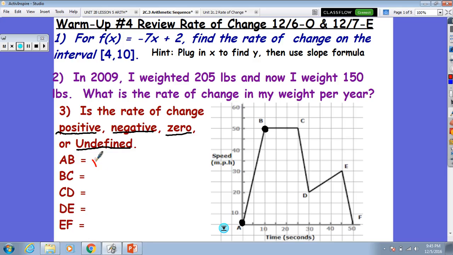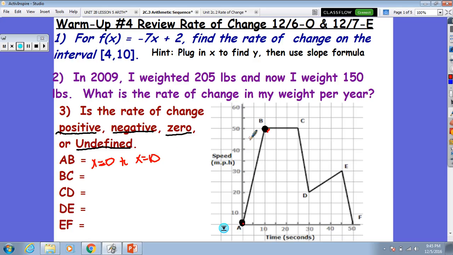They may say from the X value of 0 to the X value of 10. So 0, of course, would be where A is, and B would be where 10 is, because it lines up with the 10, okay? So we're just going to do rise over run.